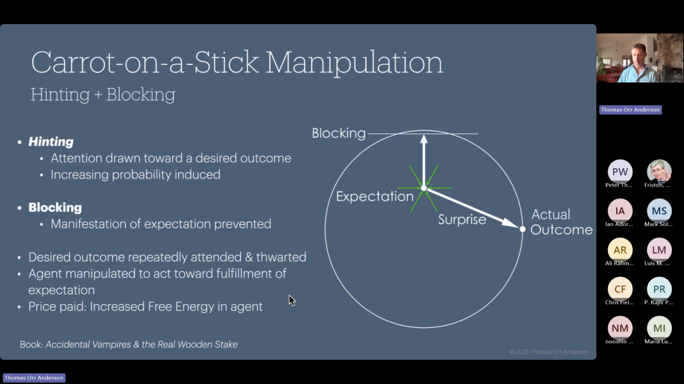This process is an extremely potent way of manipulating people to act in a way that is striving to fulfill this expectation, but they don't ever get the expectation. So the person doing this manipulation wins potentially. It depends on what you mean by win, in a very unethical type of win. But then the price paid is the person gets this feeling of having been drained and manipulated and so forth. It's precisely to describe this sort of process that I introduced the probability dimension. And I wrote a book about this called Accidental Vampires and the Real Wooden Stake, if you have any interest.